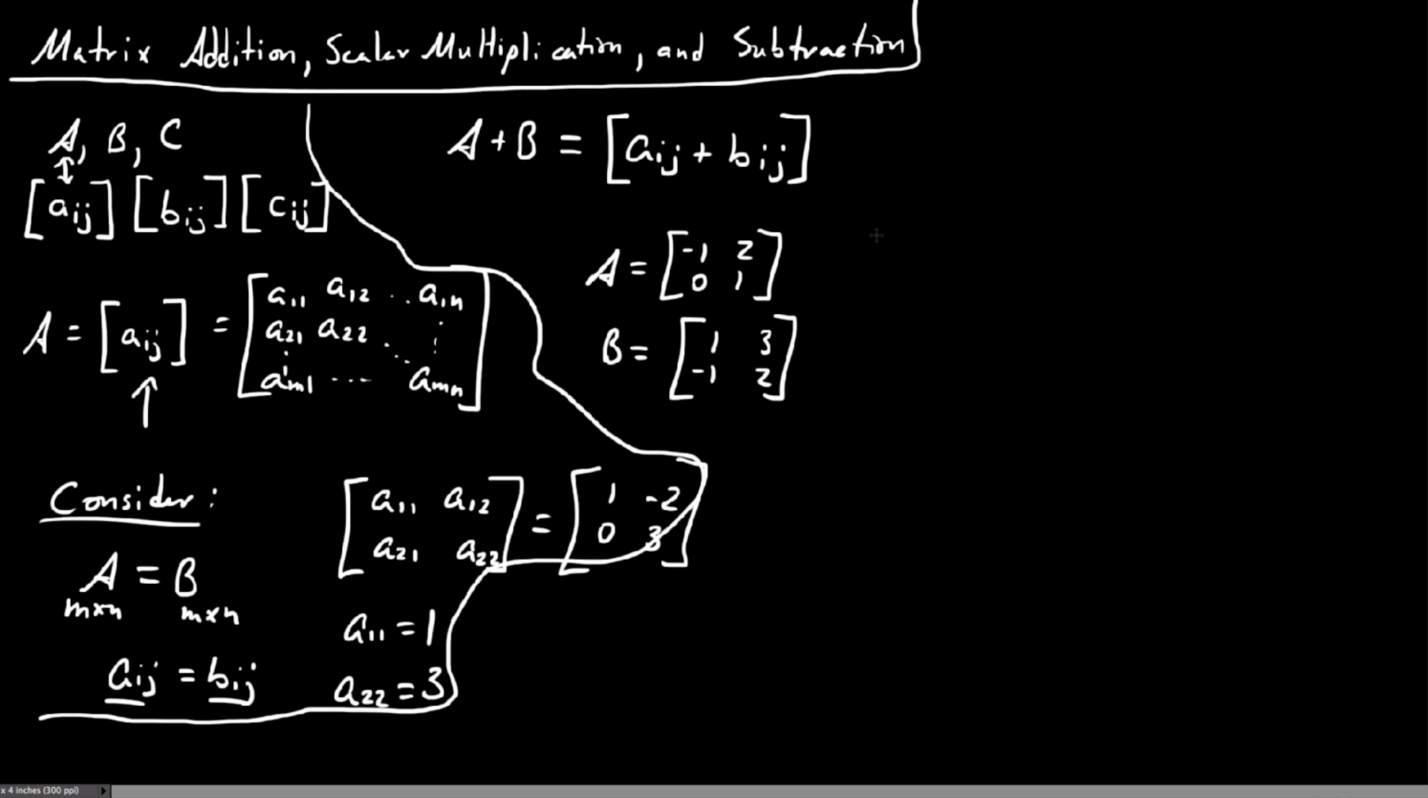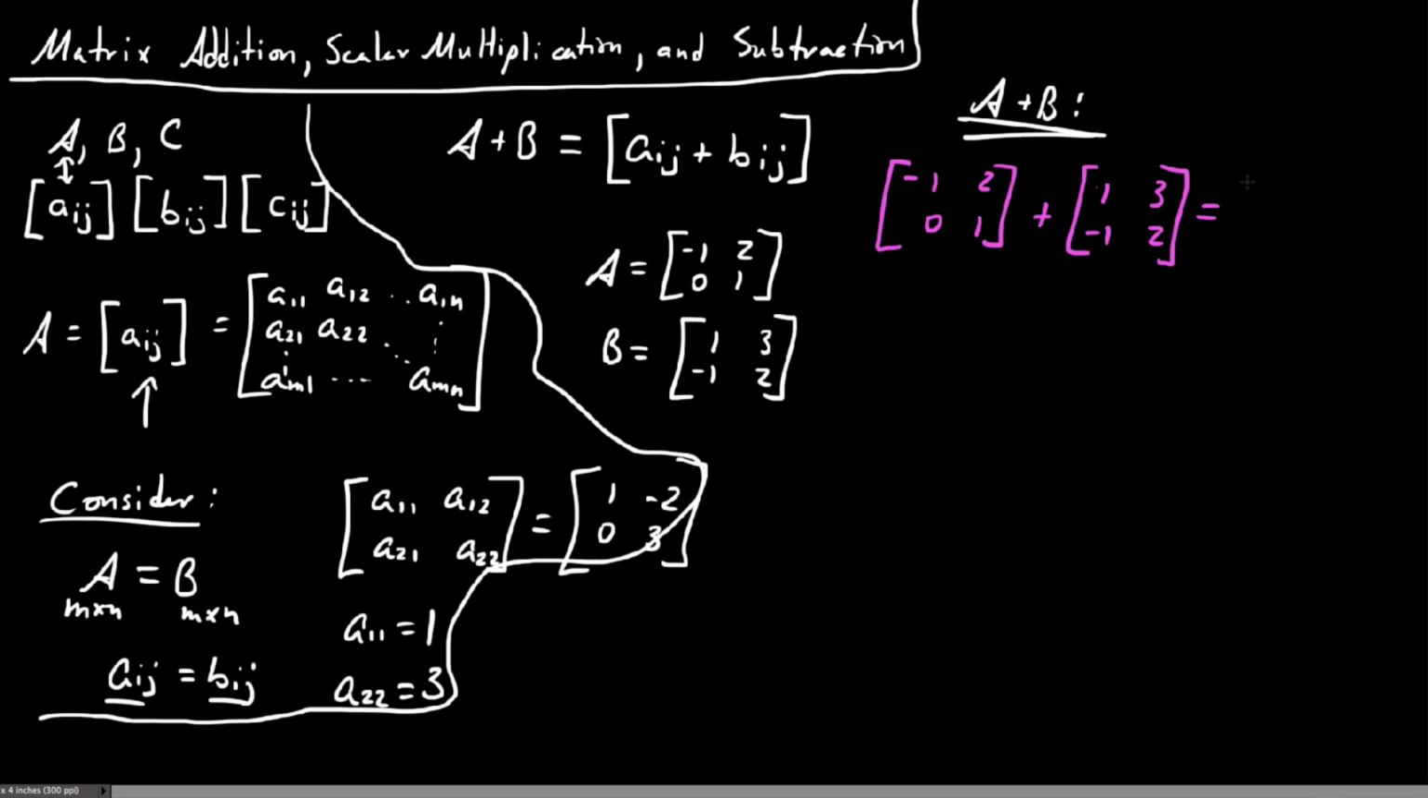Okay, and what we want to do is find A plus B. Simple enough, we can find A plus B. So, we write this in roster notation as, okay, so we get the matrix negative 1, 2, 0, 1, plus, so there's our A, plus 1, 3, negative 1, 2. I know I write my matrices in rows sometimes and then by columns, but here's what we get.